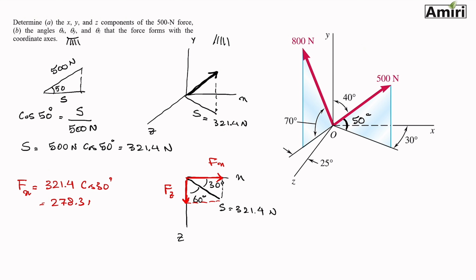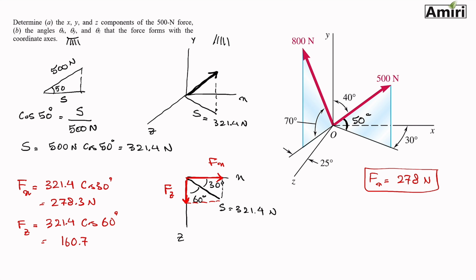278.3 newtons. So if I want to just write a final answer, if you want to consider three significant figures, that's your Fx. Your Fz is going to be 321.4 cosine 60 or sine 30. Either way will work. Cosine 60, and that will result in 160.7. Again, three significant figures. I'm just going to write it as 161.